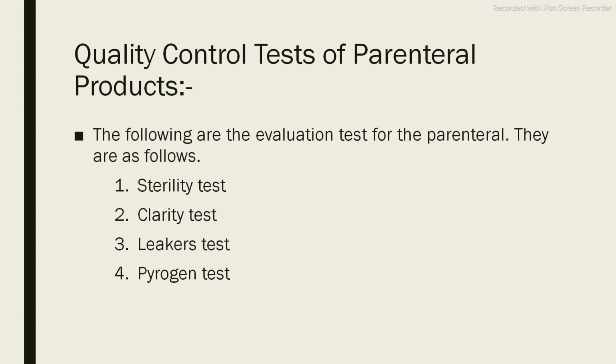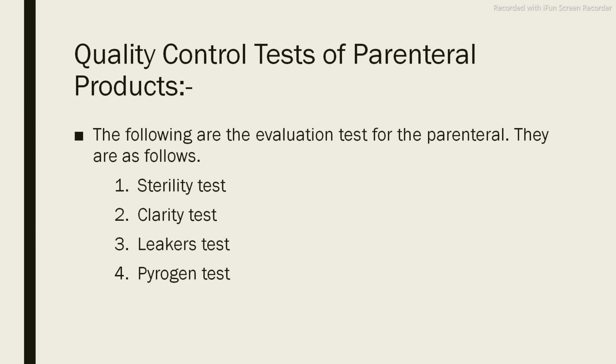Second one is the clarity test. In this test we are going to check the presence of any particulate material. After visual inspection of ampoules or vials, there should not be any visible particle. If a single particle is present, then your test for clarity will be disqualified. The next one is the leakers test. Leakers test means after sealing of your ampoules, sometimes there may be fine cracks on your ampoules. Sometimes after tip sealing, the ampoules may not be properly sealed. There might be fine holes or fine cracks in your ampoules. If there is presence of any fine cracks, that can be identified by using the leakers test.